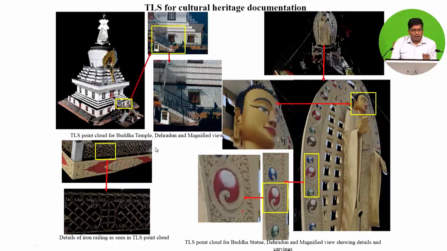Since the LiDAR data can give very, very precise measurements, like we can see here, the finer details of the railing are acquired, and also the minor carvings are being mapped very nicely with the TLS data.